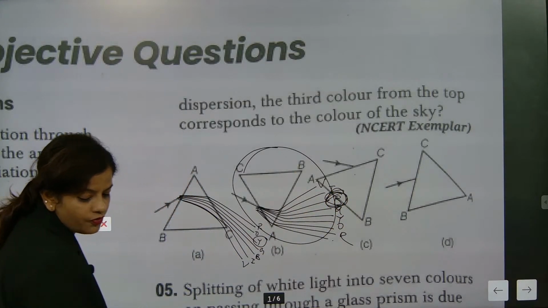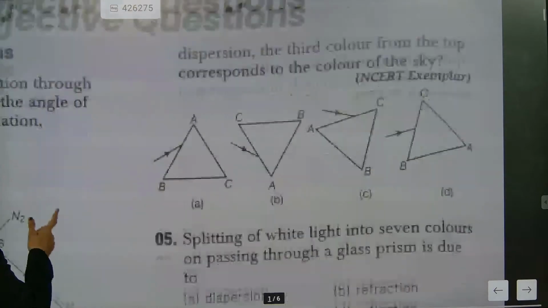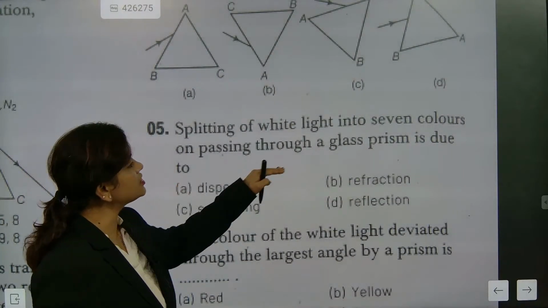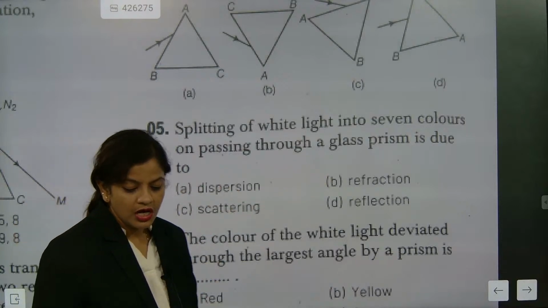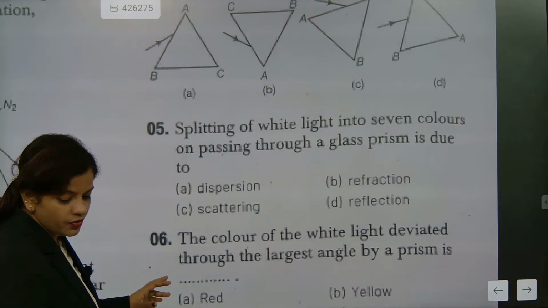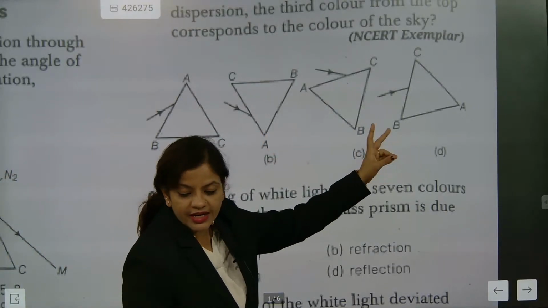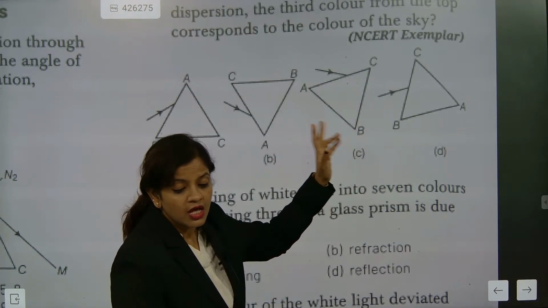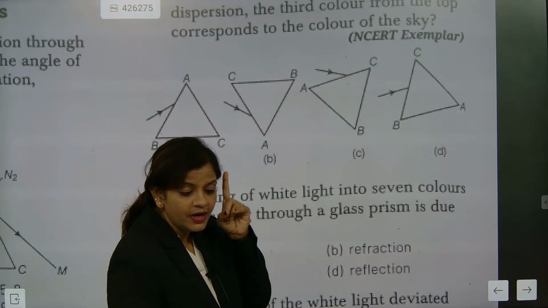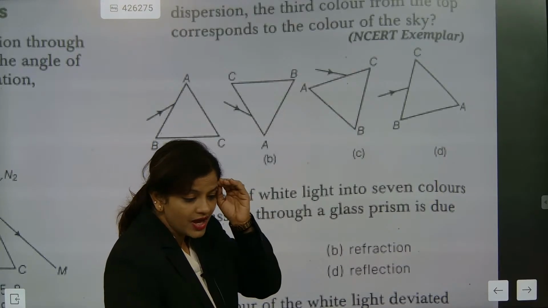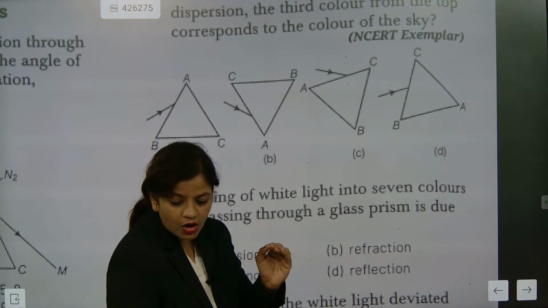Understood? So now we will go for the next question and your time starts now. Splitting of white light into 7 colors on passing through a glass prism is due to... See, nothing will disturb you. When these types of things come, that is more disturbing. I am telling everybody again and again, don't take a rash decision. Try to solve with a very cool mind.